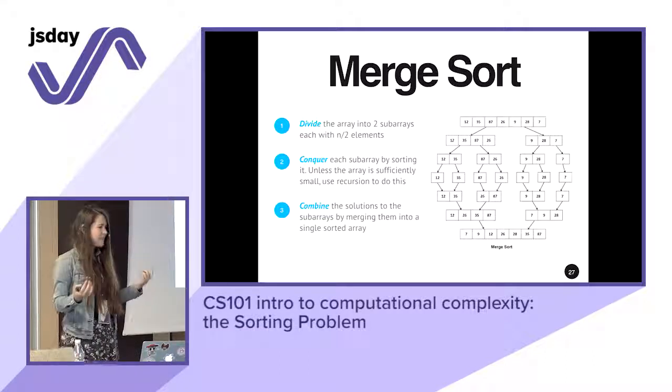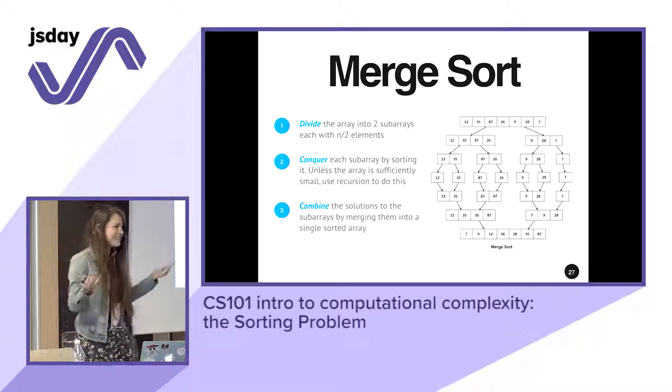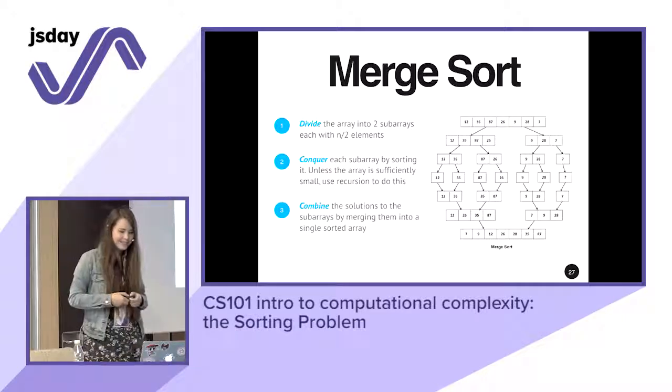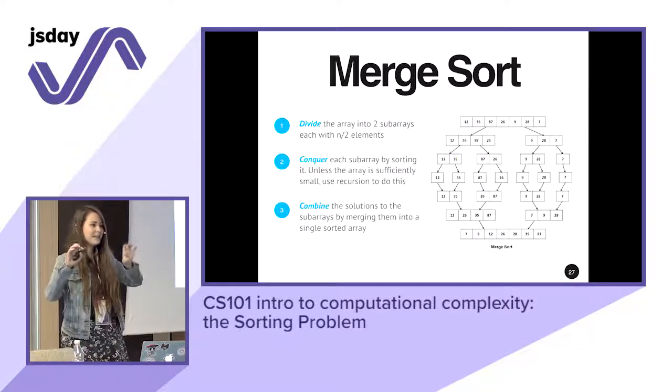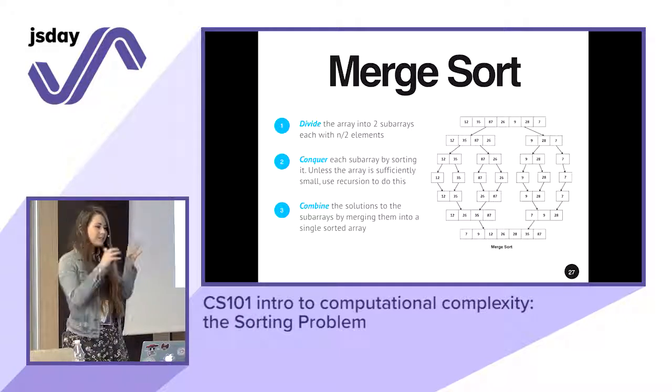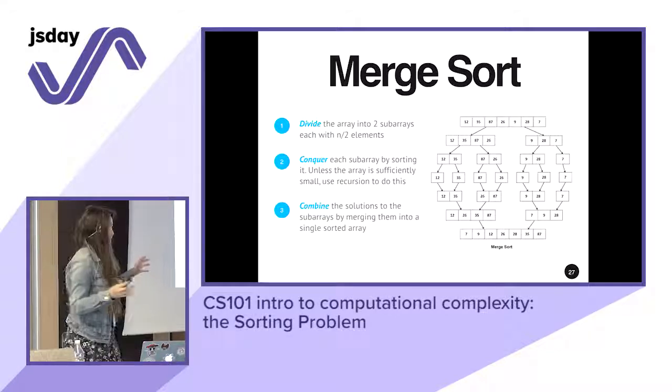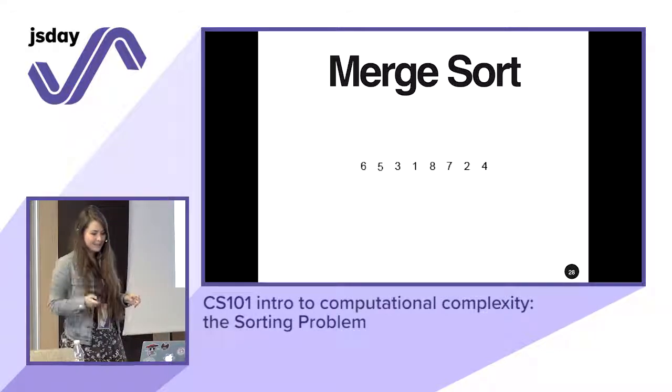Now, a 1-element array is already sorted, right? Because with 1 element, there's nothing to compare against, so that's already sorted. And now that you have these 1-element arrays, you can just merge them back together to have your sorted array. Then again, this is way easier to explain with a video.